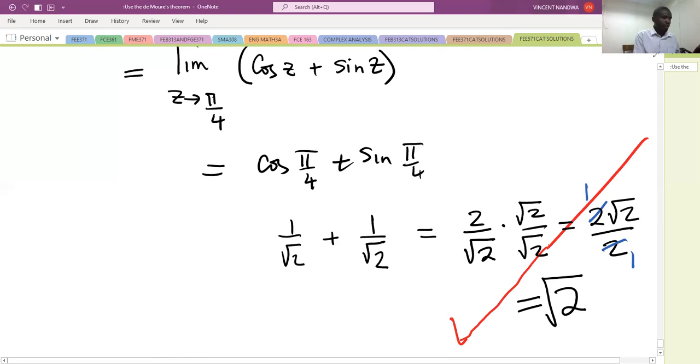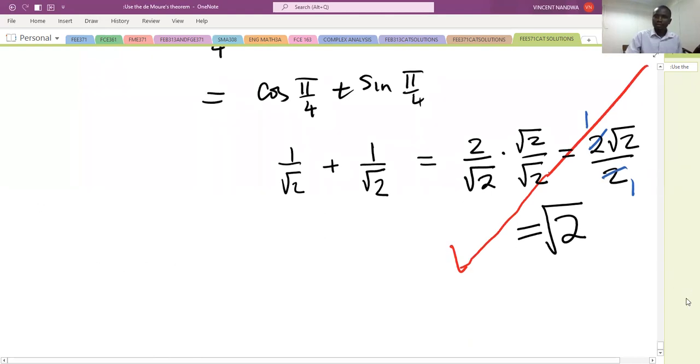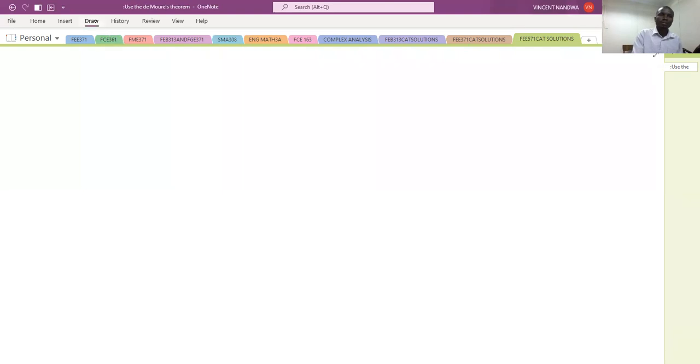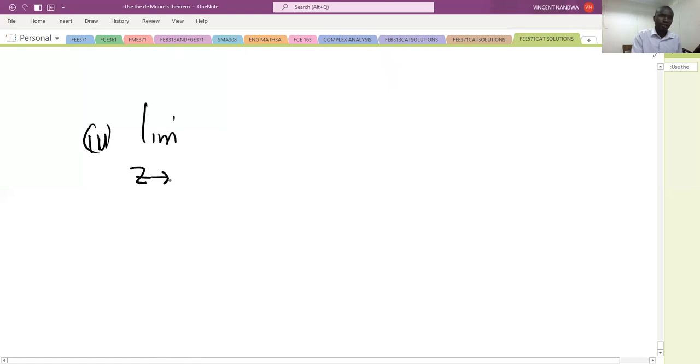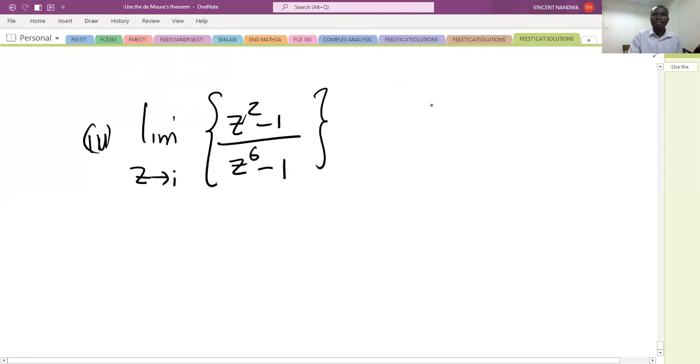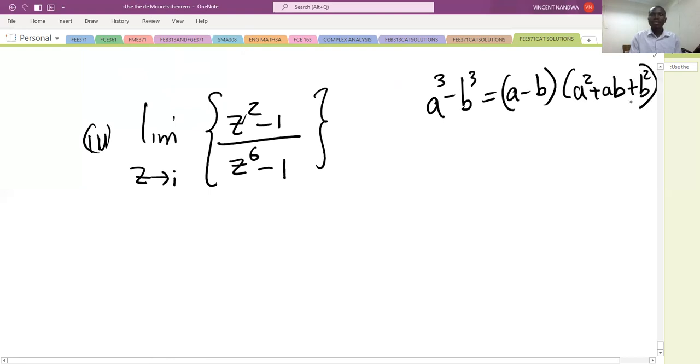And lastly, we had the limit, part 4, limit as z approaches i of z squared minus 1 over z power 6 minus 1. Now remember, a cubed minus b cubed is given by a minus b multiplied by a squared plus ab plus b squared. This identity is going to help us to factorize this, because once you try to do direct substitution, you'll get a case of 0 over 0.